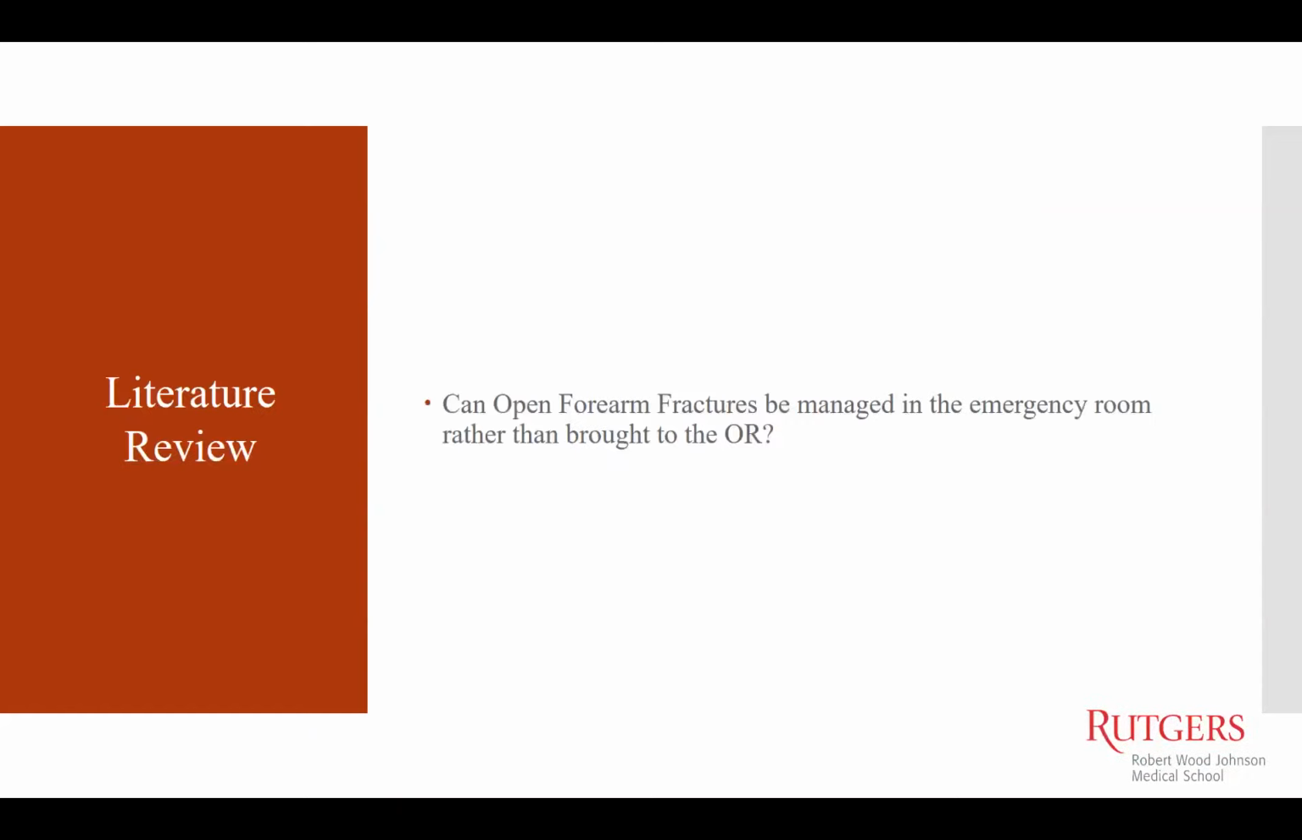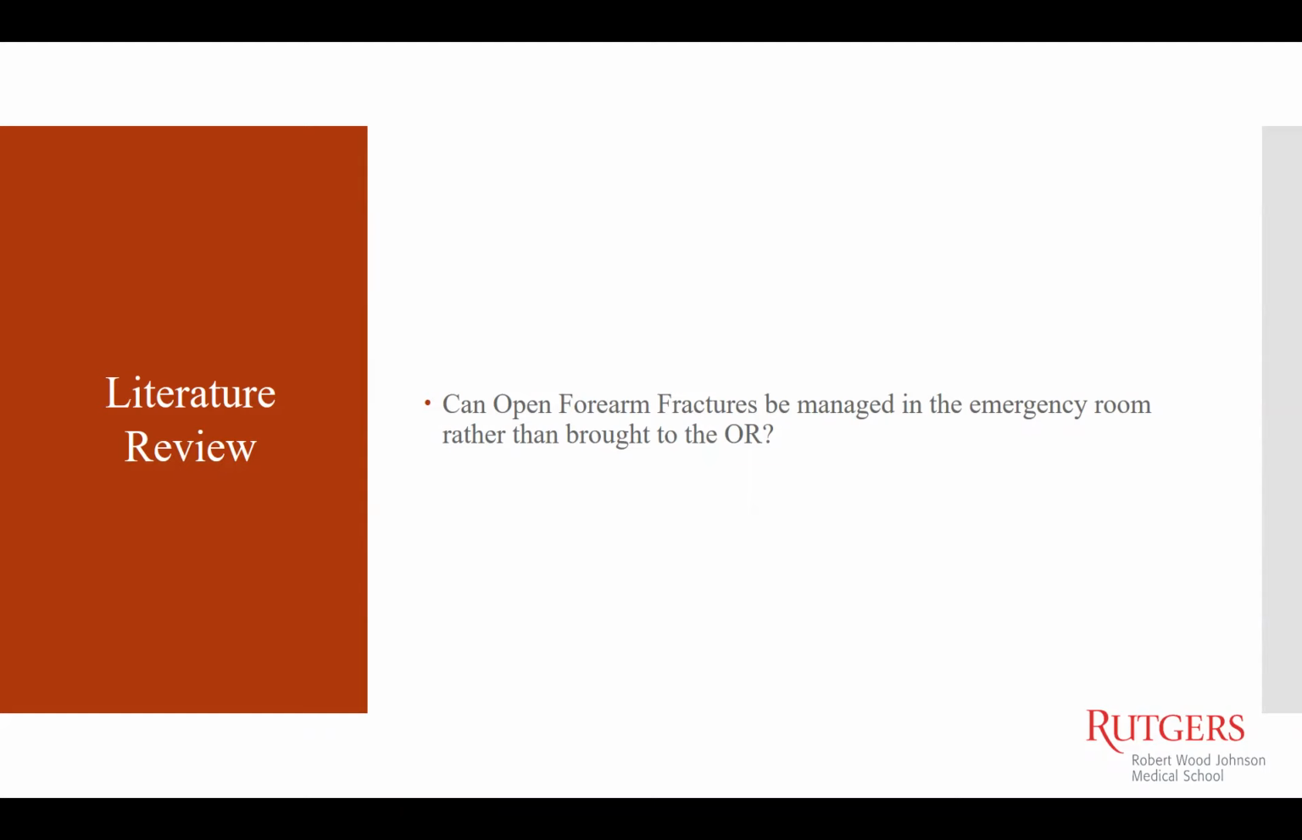So for a literature review, we wanted to ask a few different questions. There's a lot of potential topics here. We chose: can open forearm fractures be managed in the emergency room rather than brought to the OR? And when I'm talking about open forearm fractures, I'm mainly talking about here. There was a 2017 multi-center retrospective study that looked at 219 patients between 2 and 18 years of age, all with type 1 open fractures. They compared non-operative irrigation and debridement in the emergency room to operative irrigation and debridement. The outcomes were infections, duration of hospital stay, and general complications.